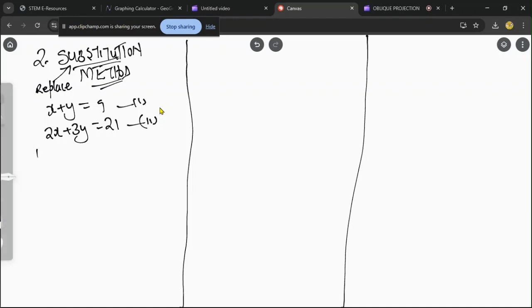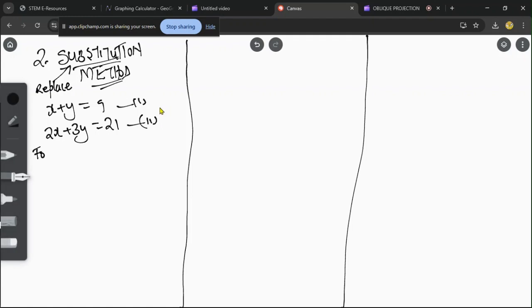Now the first step is to form equation 3. You form equation 3 from either of these, but I prefer taking the first one. So you form equation 3 from 1. What do you mean by that? Read for me equation 1. Equation 1 reads x plus y is equals to 9.